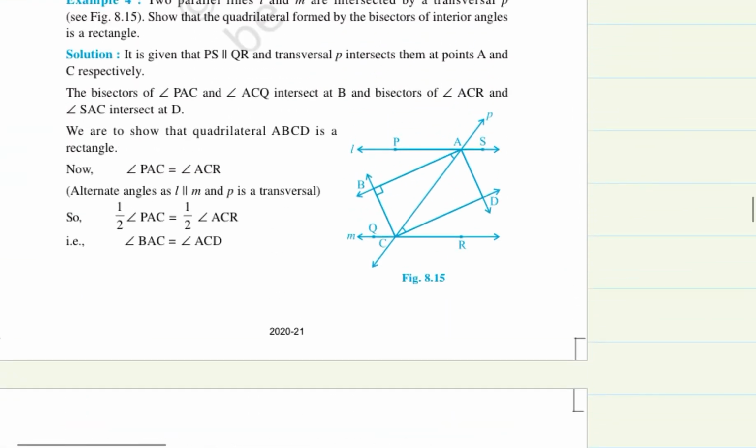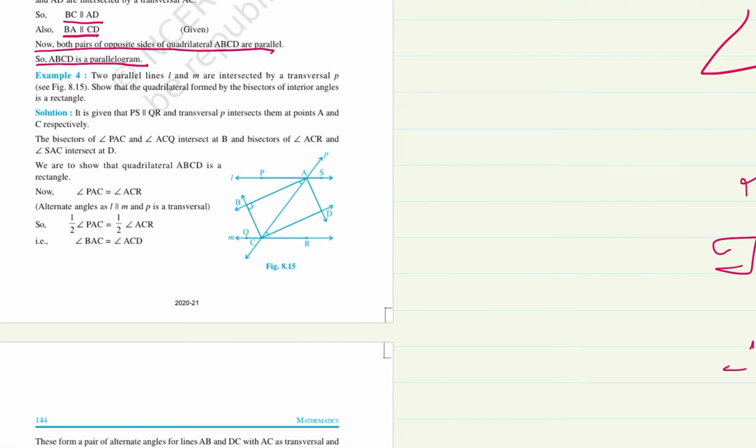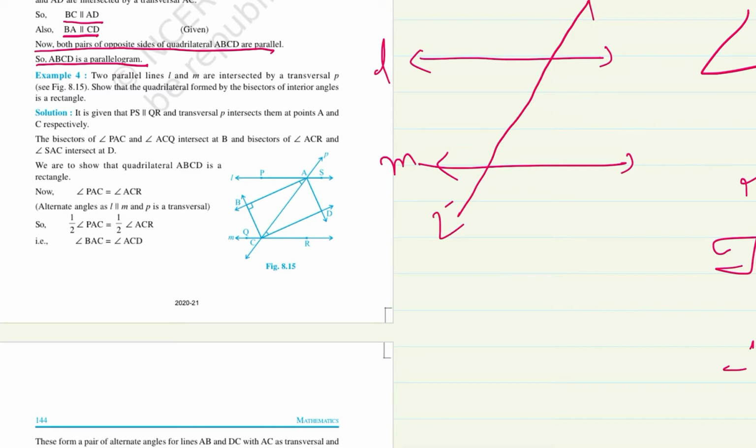Now here, if you try to observe and draw the figure, you have two lines L and line M. Now they said they are intersected by a transversal P. So this is the transversal P. Now show that the quadrilateral formed by the bisectors of the angles. Bisector of the angles means if this is an angle bisector, this is an angle bisector, this is an angle bisector, and this as well is an angle bisector.